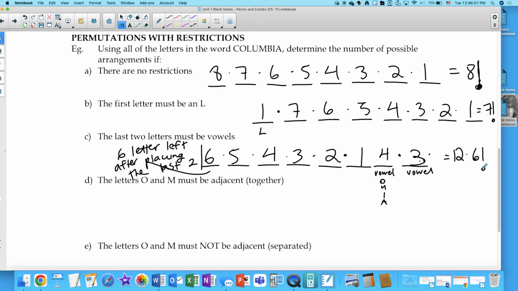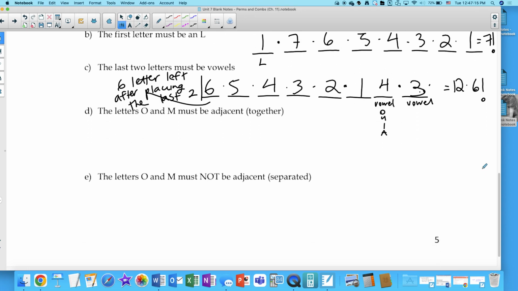Okay, so we are going to consider them one object. They're only one object. However, do they have to be together in this orientation? No. Okay, so what's another way? There you go. Yeah, exactly. So that's how we're going to treat this type of question. We are going to treat O and M, okay, you guys can sit down, as a single object.